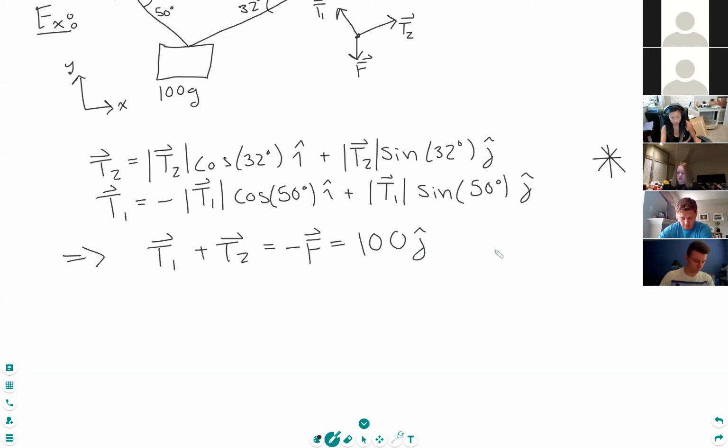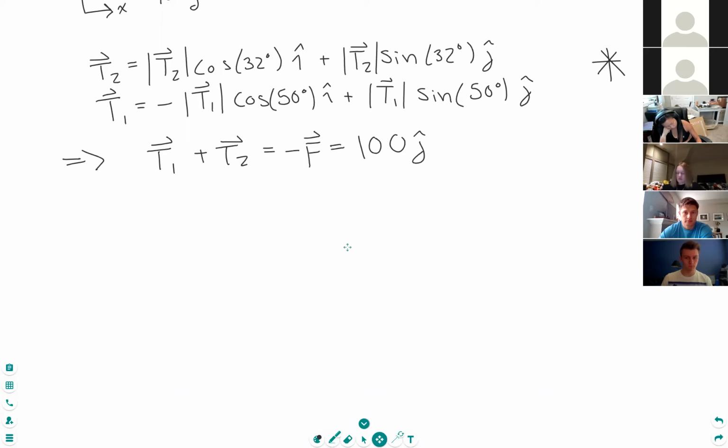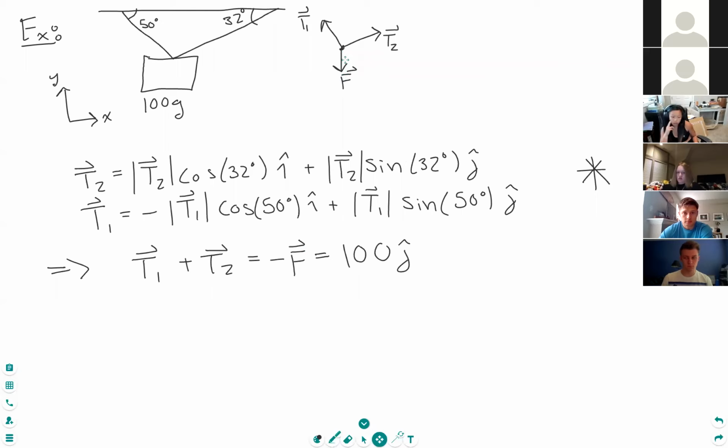Okay, so now that we know that T1 plus T2 is this 100 vector, I can sub in these decompositions here. And I'm going to write it in such a way that I group all of the i hat and all of the j hat. It's 100 because F is already negative. So since F is negative 100, we have this negative, so we end up with the positive here.